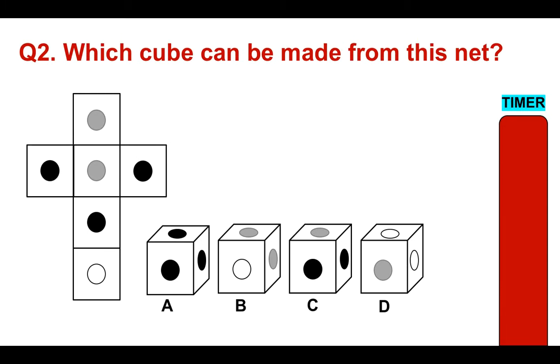I have created a timer for you on the right hand side that gives you roughly 15 seconds to answer the question, which is quite tough, I will admit. If you find you need more time to answer the question, please do pause the video. It's important that you try this and get it correct. So which cube from A, B, C, or D can be made from the net? Here's the timer.